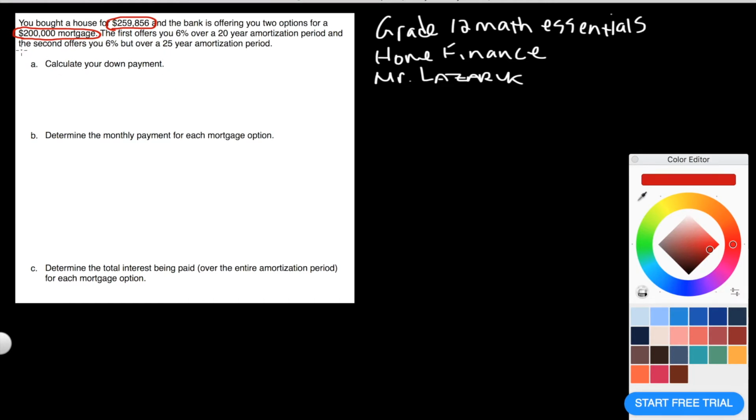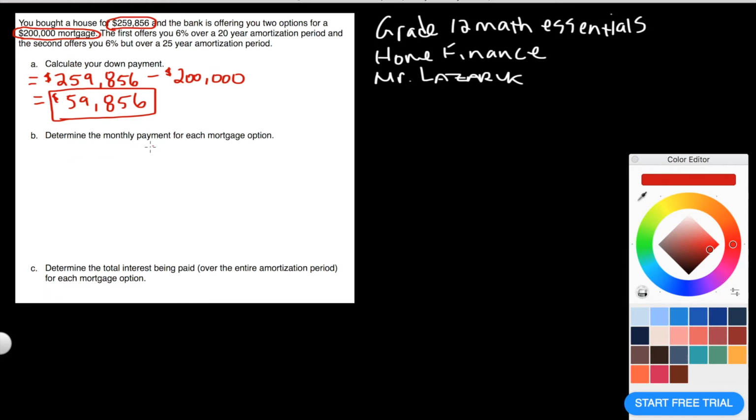So first things first, we want to calculate our down payment. The down payment is the amount of money that we're going to spend out of our own pocket. The bank is going to pay the rest. So if I'm buying the house for $259,856 and the bank is giving me $200,000 in a mortgage, if I find the difference between those two numbers, that's going to be my down payment. So there's my down payment. Fairly simple. That's all we need to do.